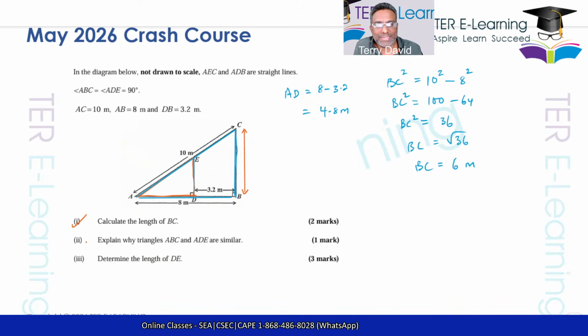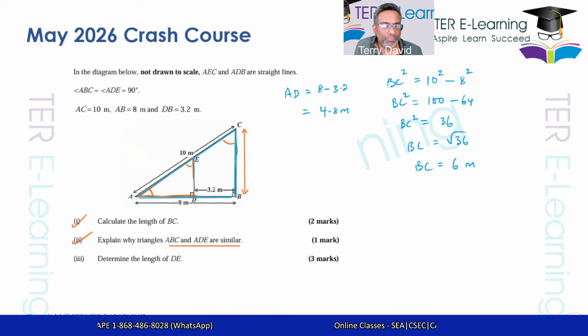Now they said explain why triangles ABC and ADE are similar. So again, you have to look at the interior angles. This angle here in both triangles is exactly the same. This angle here and this angle here, they are the same. And we have the right angle in both of them, right? So all the interior angles are the same, and the corresponding lengths all have the same ratio in terms of how you're getting the lengths.